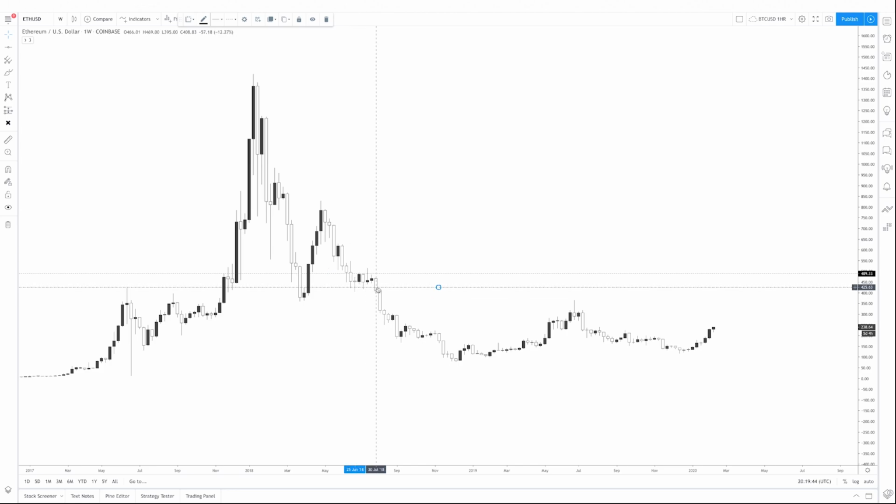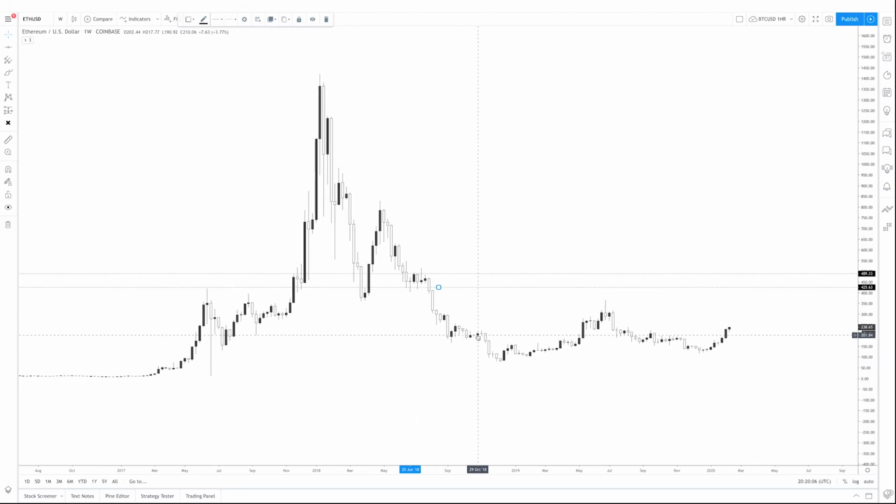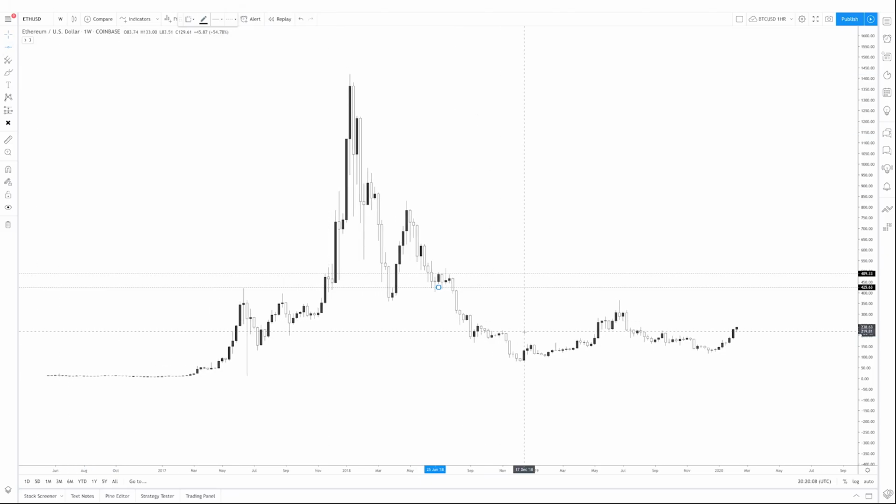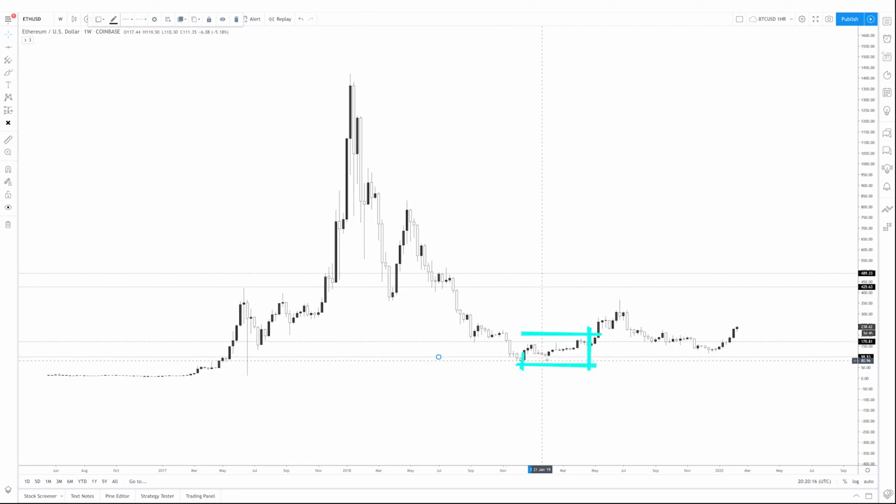So I had referred to continuation could occur after consolidation or a range-bound market. And here's an example of that. We have our bearish market structure, we have our consolidation phase, and we have our continuation, and we are making lower highs and lower lows until we come back into our range-bound market, and we have our consolidation phase and our breakout.